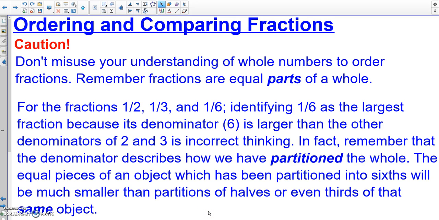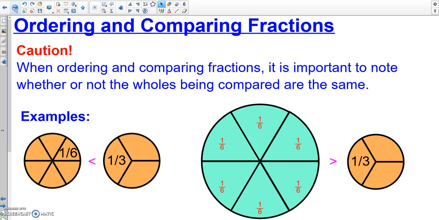In fact, remember that the denominator describes how we have partitioned or separated out the whole. The equal pieces of an object which has been partitioned into sixths will be much smaller than the partitions of halves or even thirds of that same object. Notice that I have bolded the word same.